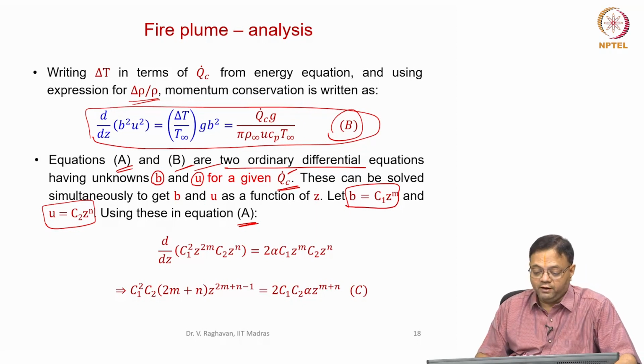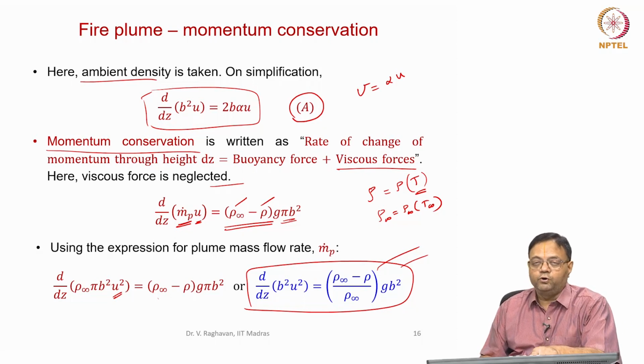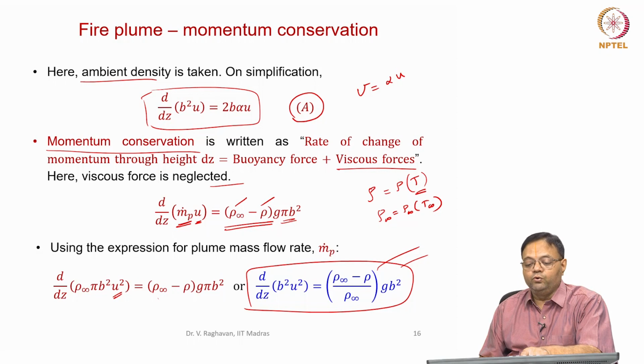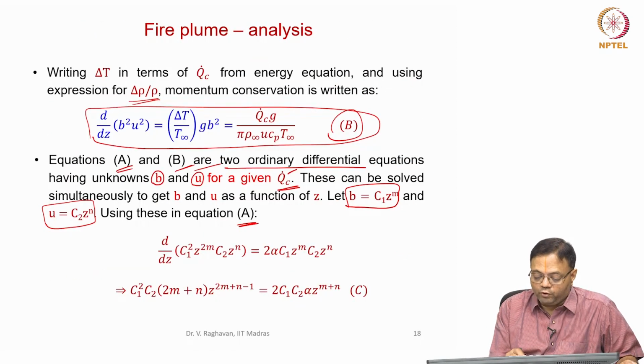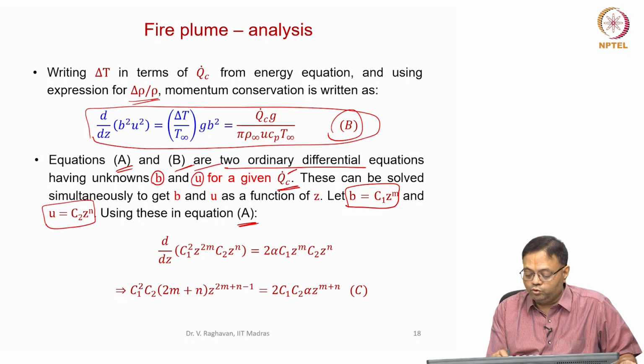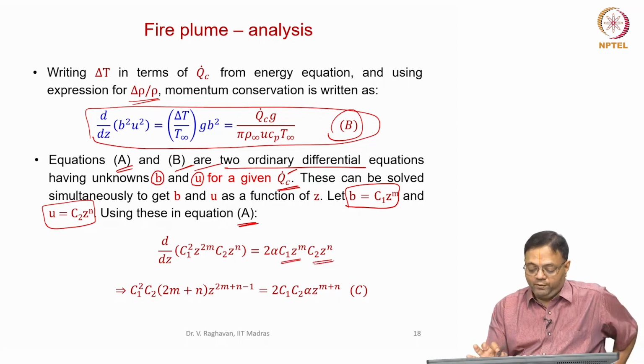Now, plug this into equation A, d by dz. So what is equation A? Go back and see once, b square u. So instead of b, I have to put C1 into z power m, u equal to C2 into z power n. Do you understand? Similarly, here also b and u, we have to substitute those constants. So C1 square z power 2m, C2 z power n equal to 2 alpha. What is this? This is b, this is u. So I am substituting this.